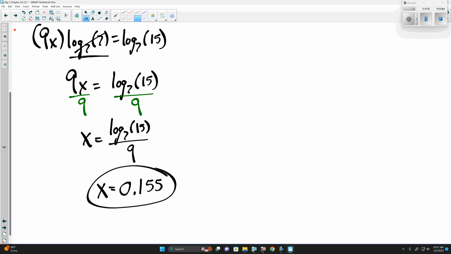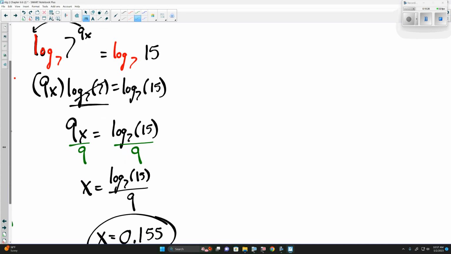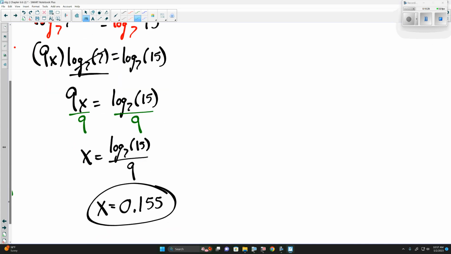Questions on any of this here? So even though we do have more than one term in the exponent, we still solve it the exact same way. It's just after we apply the log to both sides, we have to solve for x. That's it. Questions on any of this here? We're ready for the next one.